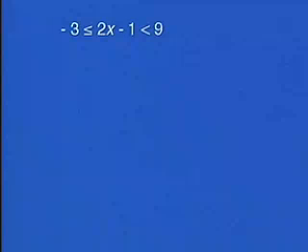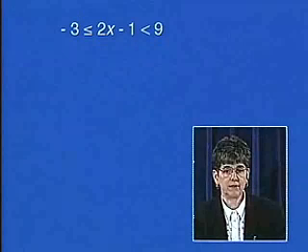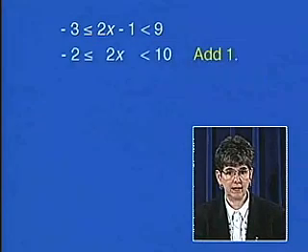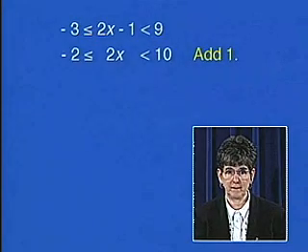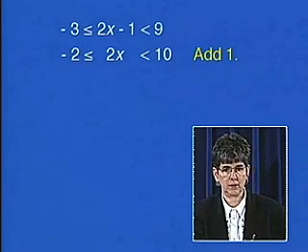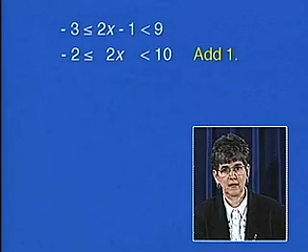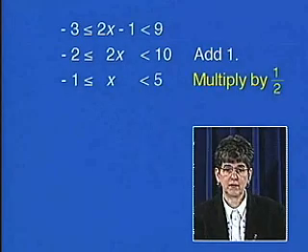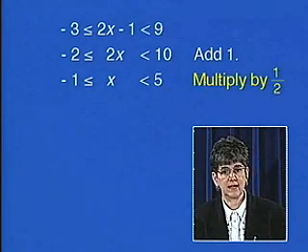Now, another kind of inequality we can look at is a three-part inequality. For example, here we have -3 is less than or equal to 2x minus 1 is less than 9. We might say that 2x minus 1 is between -3 and 9. To solve this, we want to isolate x in the middle. So the first step would be to add 1 to each part of this inequality. This results in -2 is less than or equal to 2x is less than 10. Now we might want to multiply each part of the inequality by 1/2. This will give us -1 is less than or equal to x is less than 5.